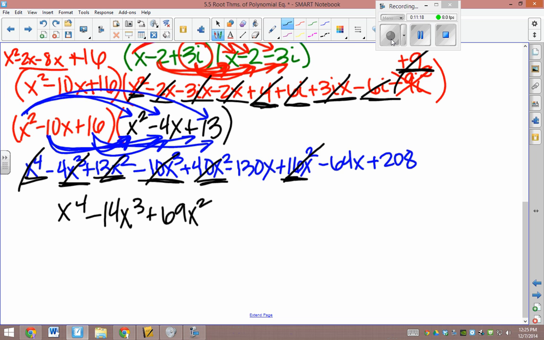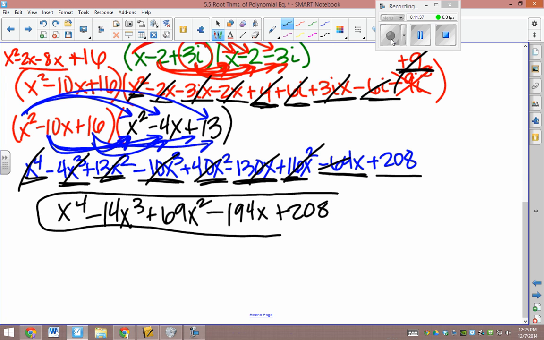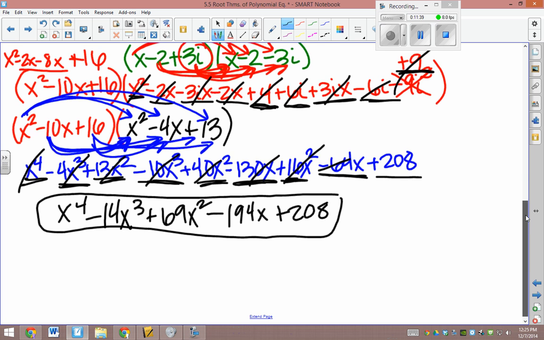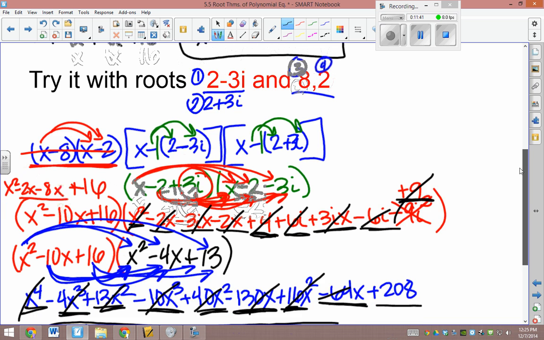I have a minus 130x and a minus 64x to put together. That's going to be minus 194x. And then just my constant, 208. We should have a fourth degree polynomial because we had 4 roots total. Okay, so it's quartic.